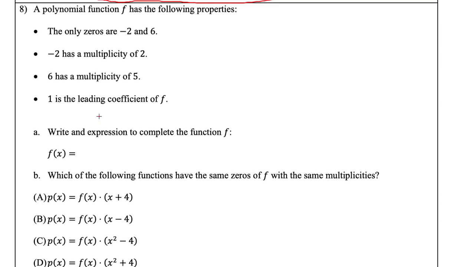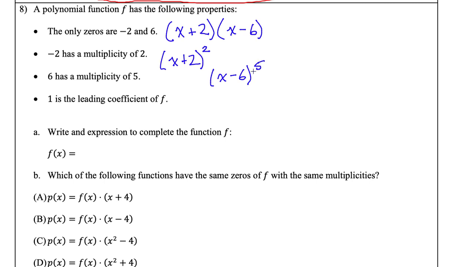All right. We have a polynomial that has the following properties. The zeros are at negative 2 and 6. Negative 2 has a multiplicity of 2. This means, let me analyze each of these lines. If the zeros are negative 2 and 6, that means my factors are x plus 2 and x minus 6. If negative 2 has a multiplicity of 2, that means this x plus 2 is to the power of 2. If 6 has a multiplicity of 5, that means that this x minus 6 is to the power of 5.